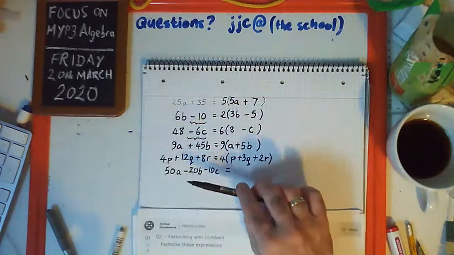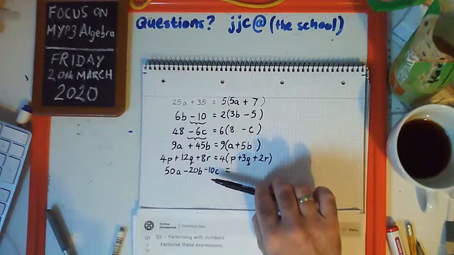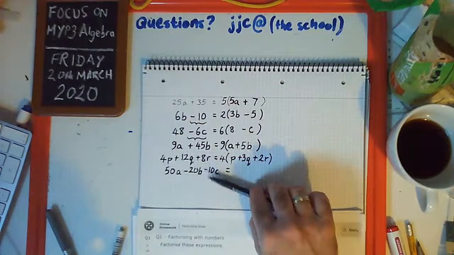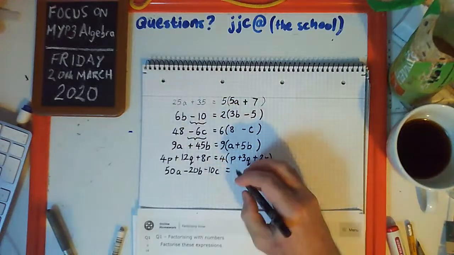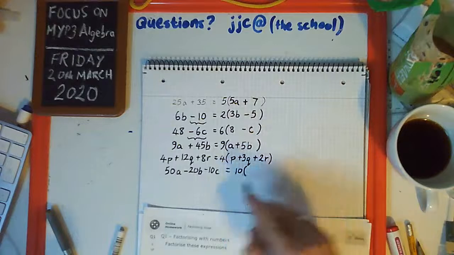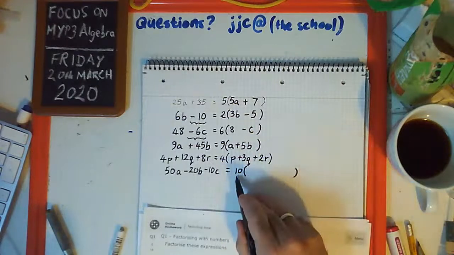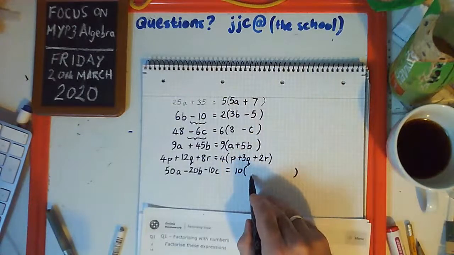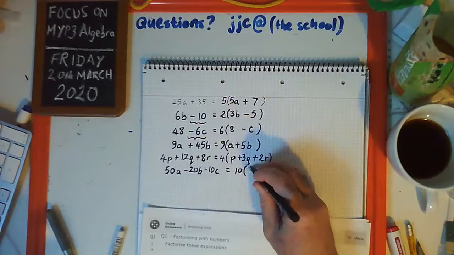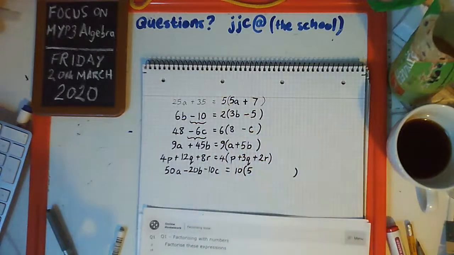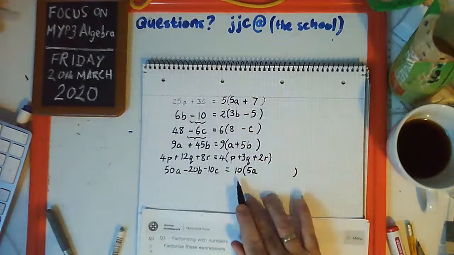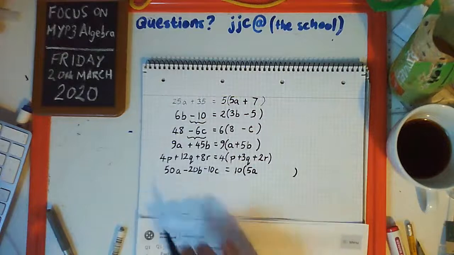Okay, so the biggest thing that all of these divide by, well, in fact, they all divide by 10. And there's not going to be anything bigger than 10 because the last one just has a 10 in it. So I'm going to take a 10 outside the bracket and say 10 times what inside the bracket will give me 50a. So 10 times 5 will give me the 50, but I want 50a. So 10 times 5a will give me the 50a.